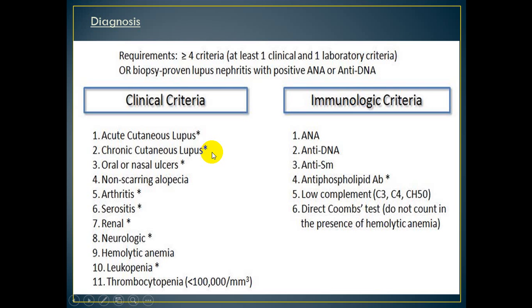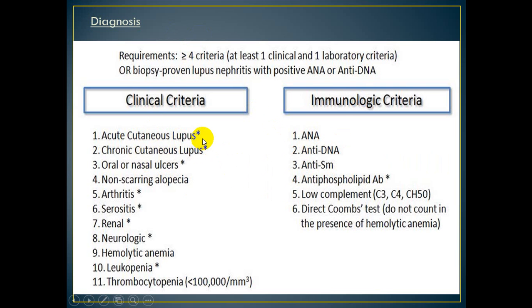Now, the criteria, as we mentioned, are 17 criteria divided into 2 categories: 11 clinical criteria and 6 immunological criteria. So, when we say the patient has to have 4 criteria, at least one of them must be from a different group, meaning either 3 criteria from clinical and 1 from immunological, or the reverse. Clinical criteria.